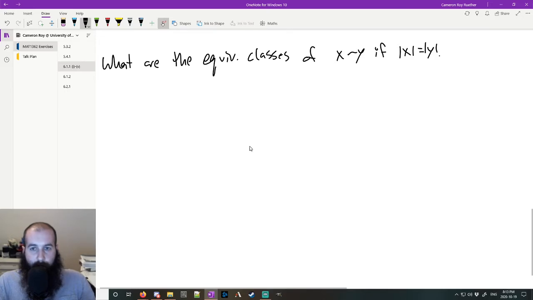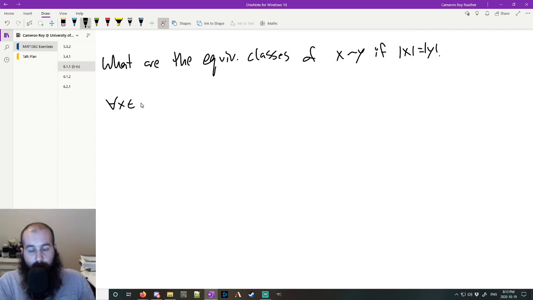Finally, we can ask for the one relation which was an equivalence relation, where x is related to y if their absolute values are equal. We can ask what the equivalence classes are. The equivalence class of an element is all other elements which are related to it. And so these equivalence classes are indexed by 0 and the natural numbers, and they are as follows.